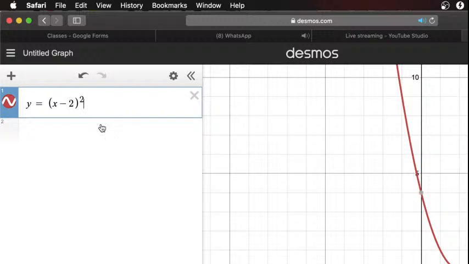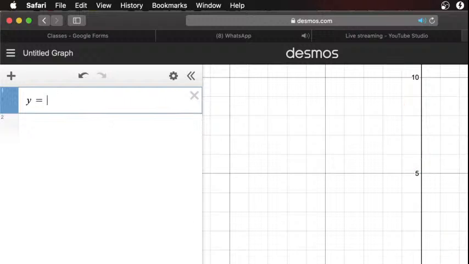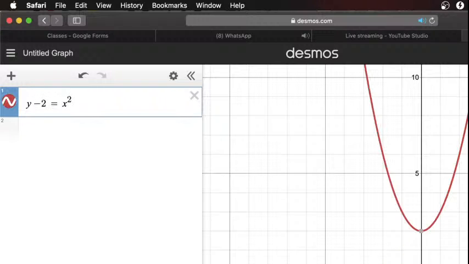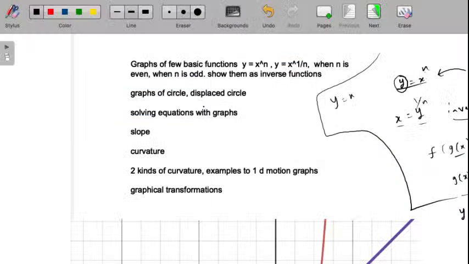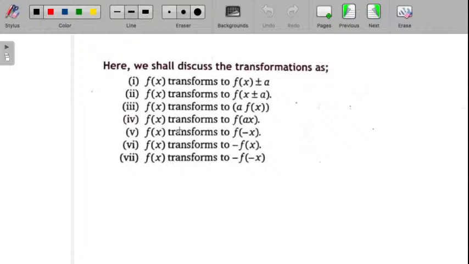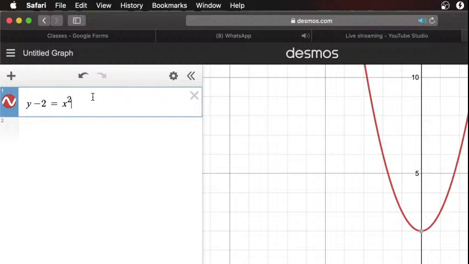Similarly, if I have a function y minus 2 equals x square, that's like shifting the y origin to 2. So the graph would move up. These are certain examples of transformations. We can see a lot of transformations. For example, if I have a curve f of x, and if I want to find the graph of f of x plus or minus a, how would the graph look?